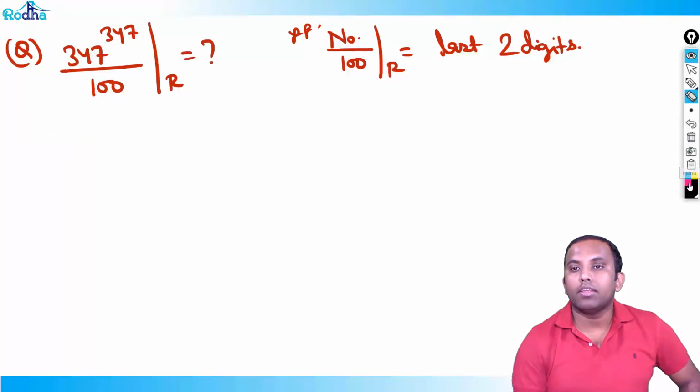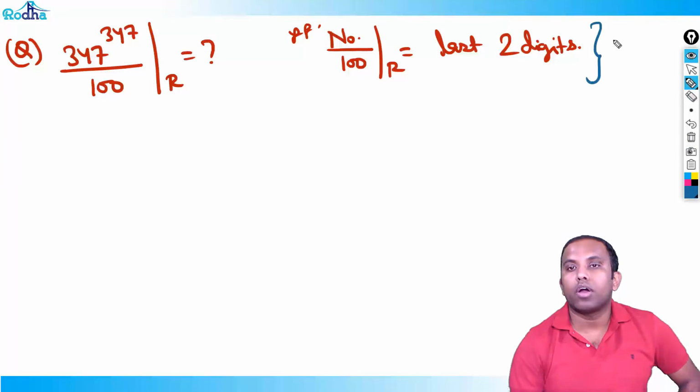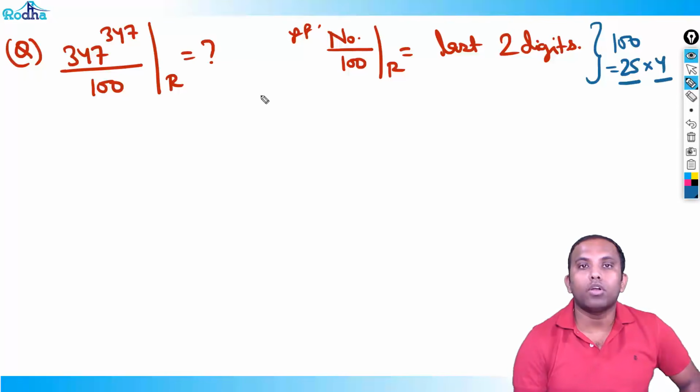So by Chinese Remainder Theorem, what we'll do? We'll split 100 in two parts. So 100 is equal to what? 25 into 4, such that both the parts are co-prime. Now, let's solve.